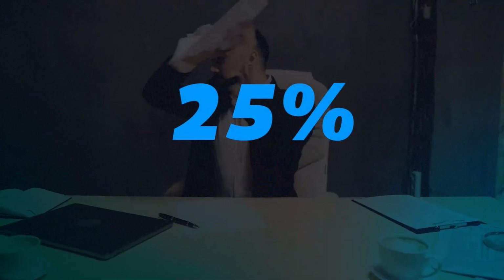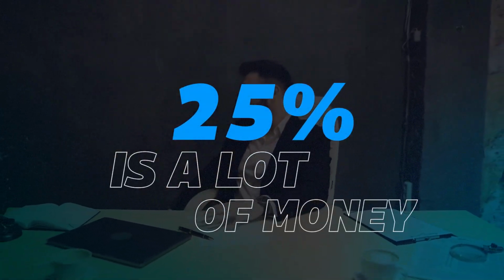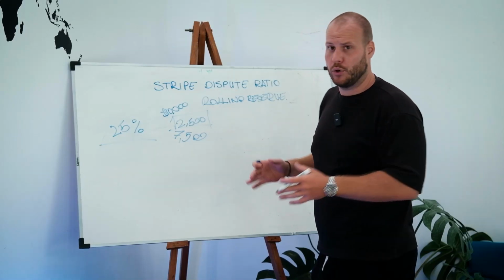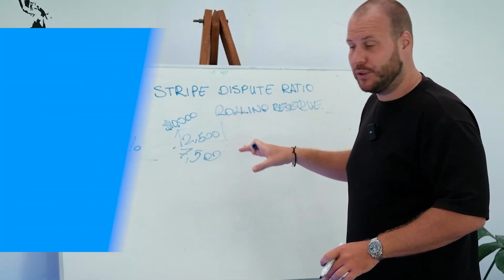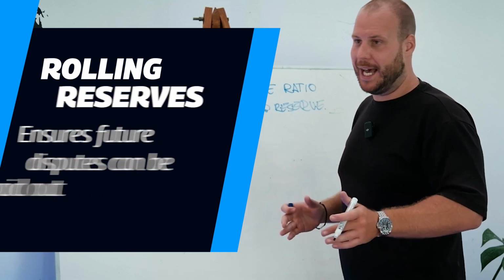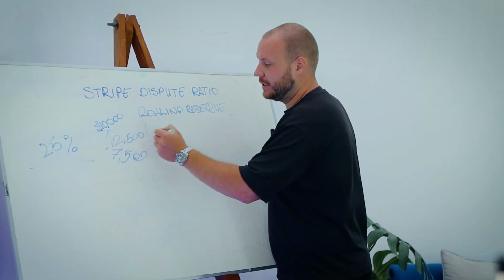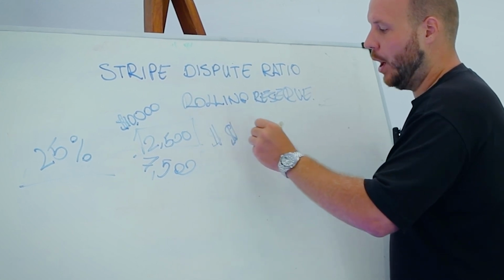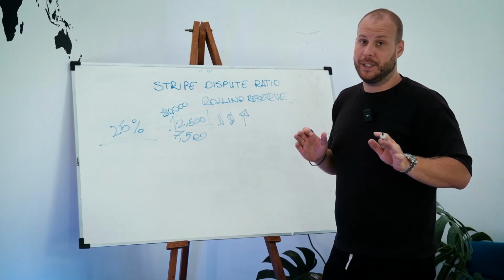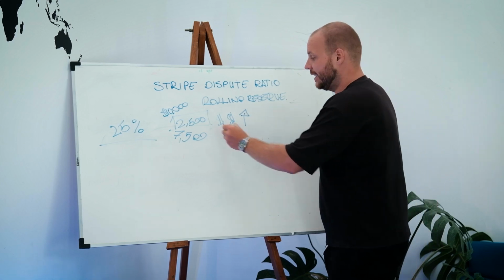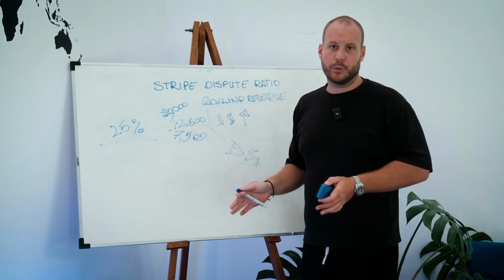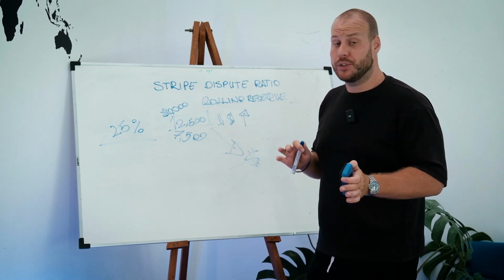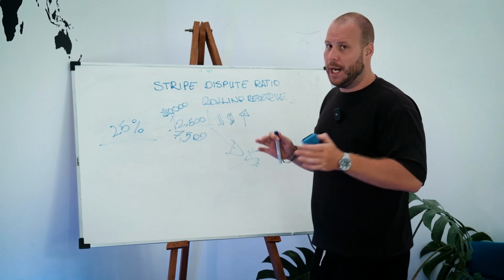Now, that can be very, very painful. Literally, 25% is a lot of money, especially if you're running an agency. That might be your profit margin. If you're running your own offer, that might be some operating costs that you need to deal with. Basically, the rolling reserve is kept to ensure that future disputes can be paid out. So with each income you have, this number is going to go up, up, up. And if you're being hit with a dispute or a refund, this is the number that they're taking the money out of.